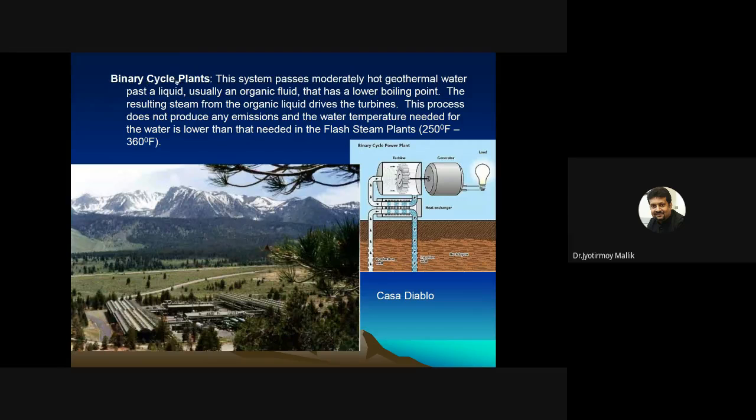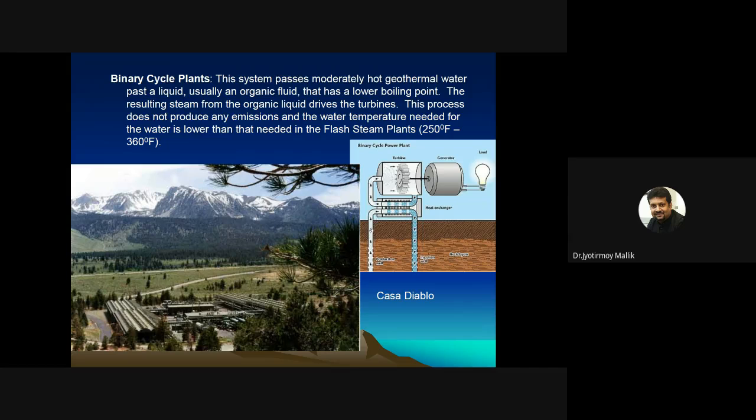Now then, binary cycle plants. What happens in binary cycle plants? There is a heat exchanger. So here I have water, which perhaps cannot generate steam by the process that I have mentioned in the previous slide. So what you essentially do is put a fluid here which has a lower boiling point.